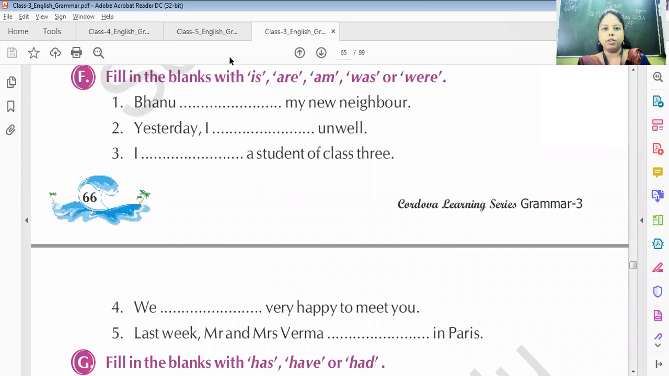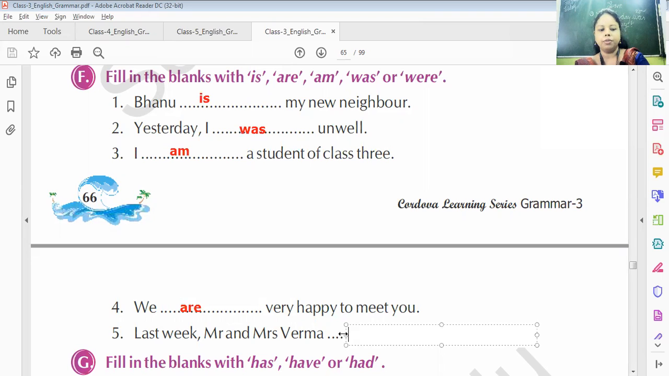Is, am, are, was, were. Here we have to add is, am, was, were. Bhanu is my name. Yesterday dash unwell. Yesterday I was unwell. Number 3, I am a student of class 3. We are happy to meet you. Last week, Mr. and Mrs. Sharma were in Paris. I hope you all have done this exercise also.